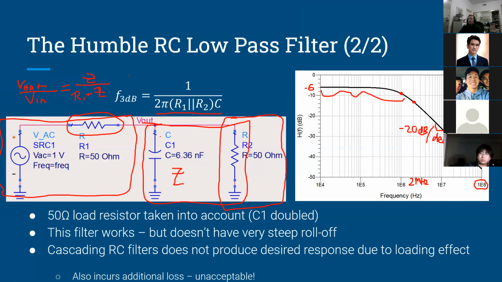And you might think, let's just cascade more of these RC filters. The problem is that due to having resistors in your filter, you're just going to incur more and more loss at your passband frequencies. And that's really undesirable because usually signal is a precious commodity. And if you're degrading your signal, you're going to have a bad time. Any questions on that? Okay.